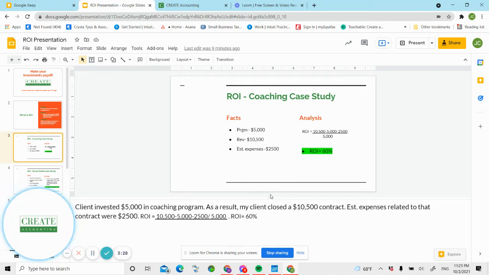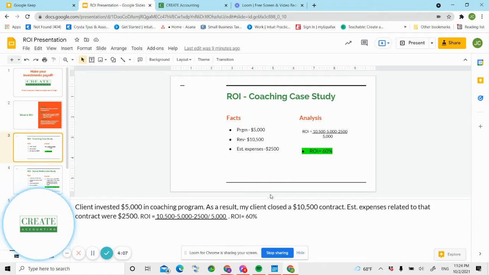Now, there were additional costs associated with that contract. However, for instance, this client needed to sub out a portion of the work, and this client also needed to purchase a software to complete that engagement. So therefore, there were additional costs that were needed to put that contract into place. So we also get to take the estimated expenses of $2,500 and subtract that out.